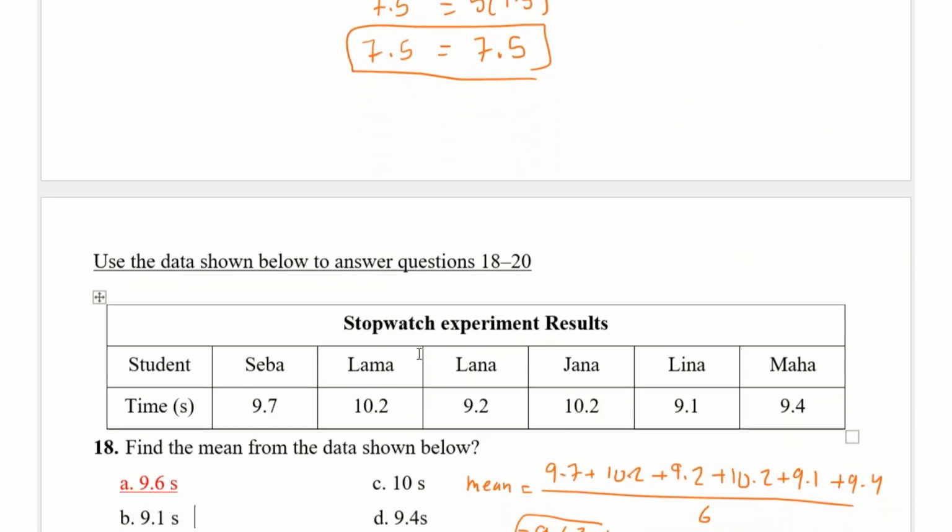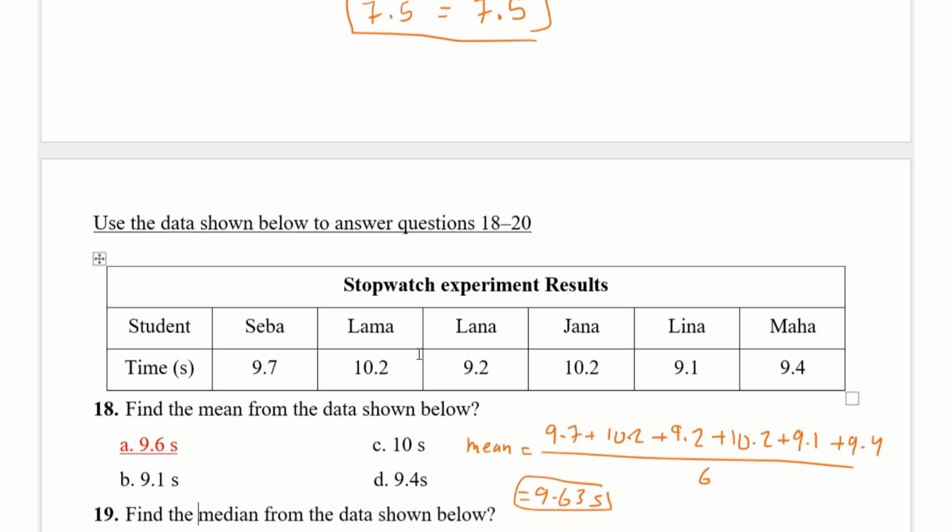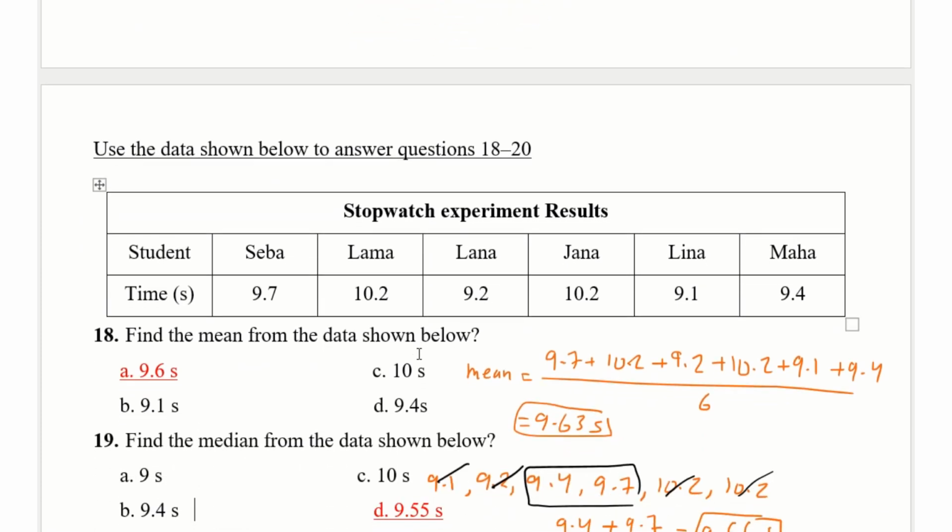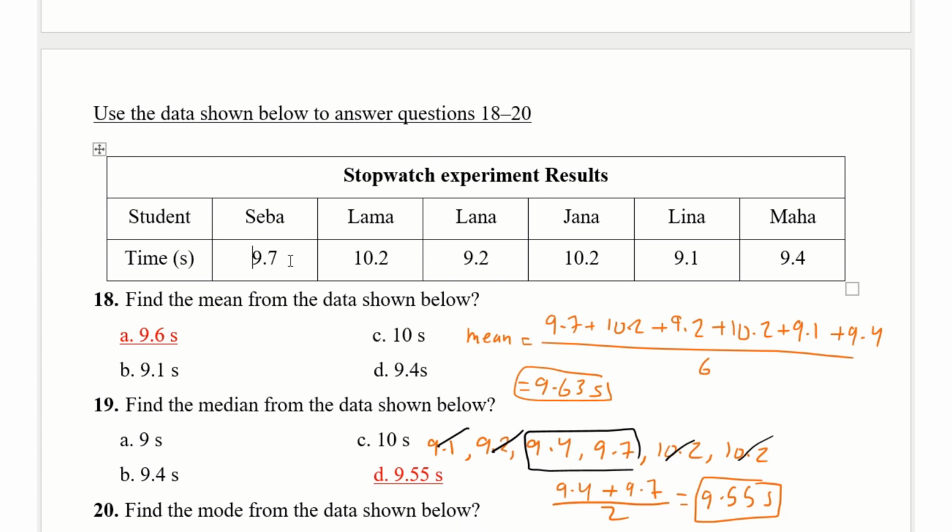Use the data shown below to answer questions 18 to 20. You have this data, 1, 2, 3, 4, 5, 6, so you have 6 results. How do you find the mean? You add the values divided by the number of values. We have 6 values, so after adding the whole numbers, you divide by 6. You will get 9.63 seconds. So it is 9.6, since 3 is less than 5 you will not add anything, so it is A.